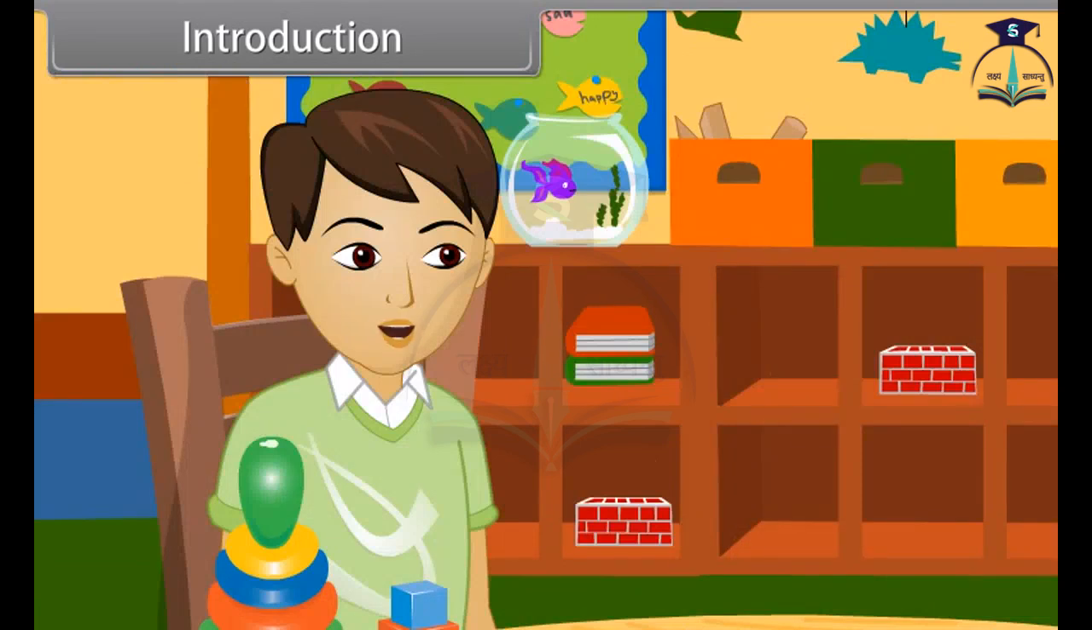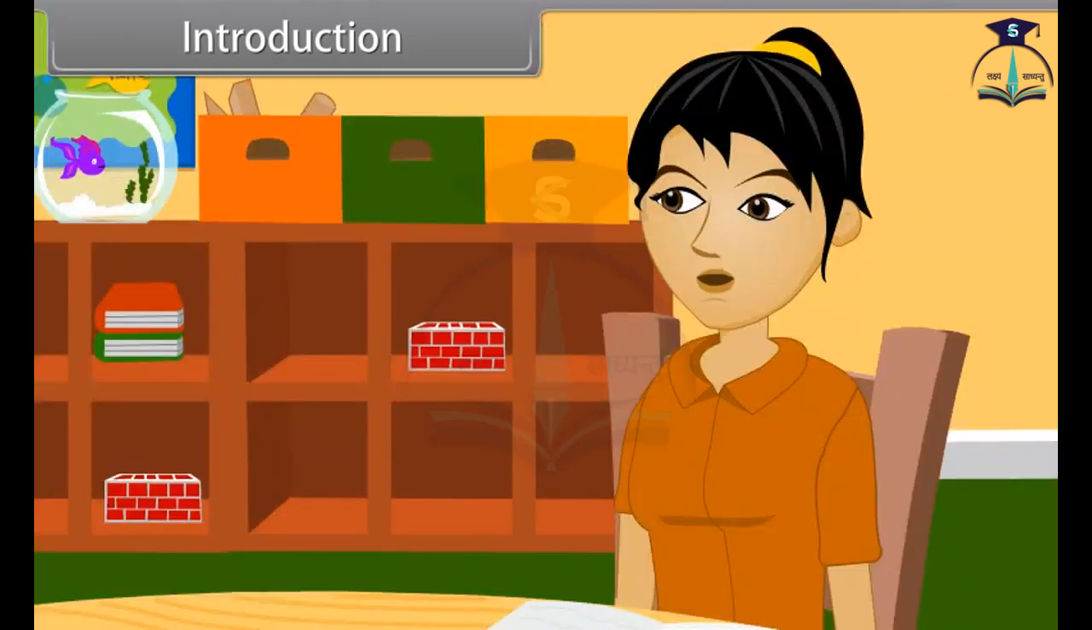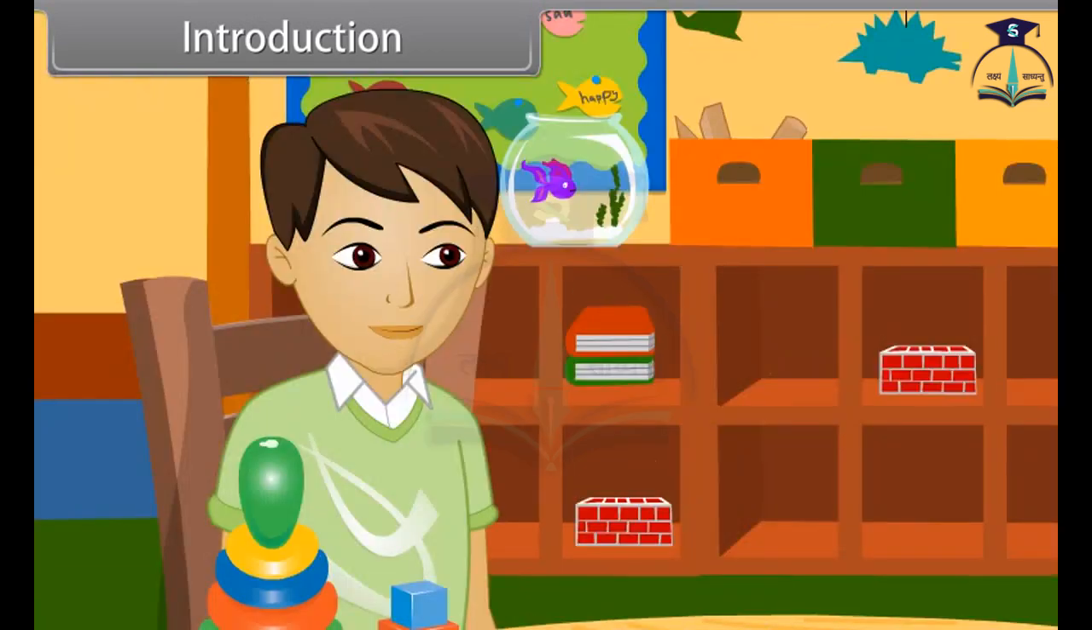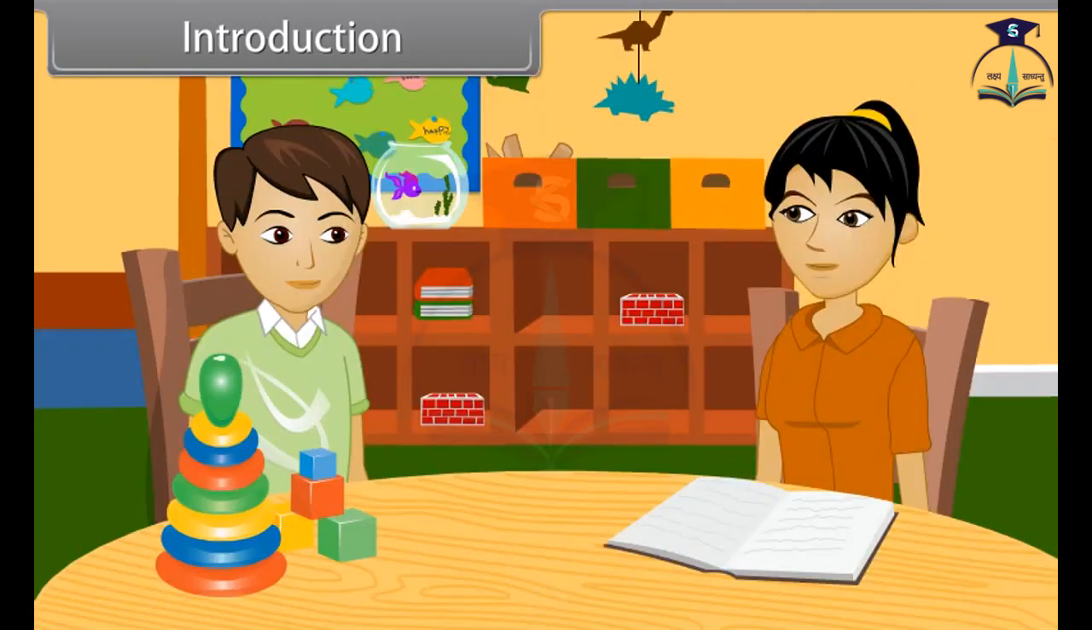Oh, that is interesting. According to the term relation, two objects or quantities are related if there is a recognizable connection or link between the two objects or quantities. I know that. Tell me more about it. Okay, come with me. I will tell you.